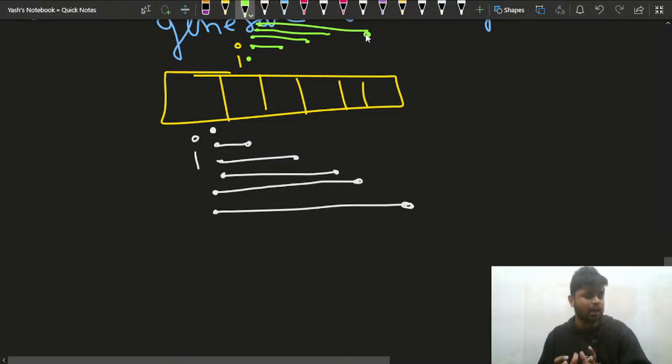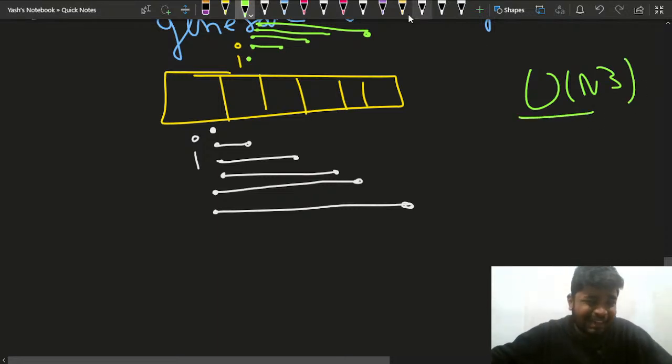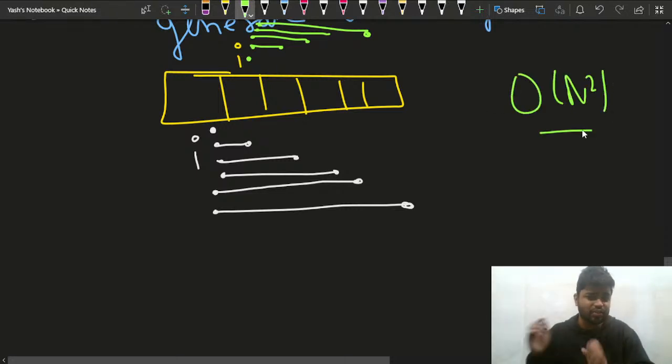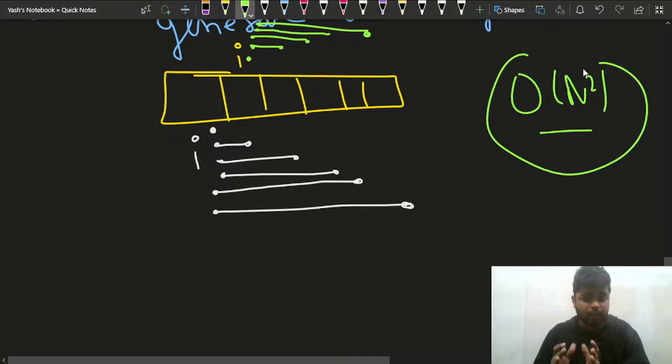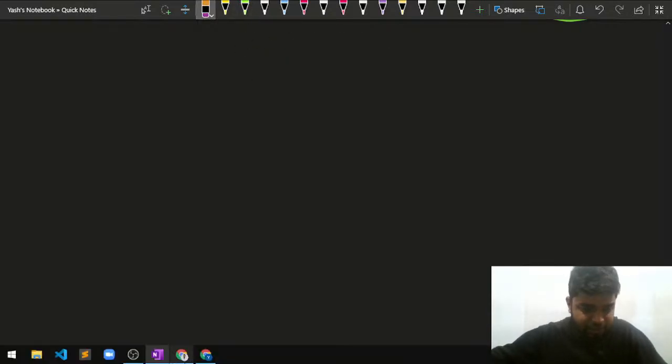To generate subarrays you can make an n cube loop as well, but you can do it in n square, so we prefer n square. Then we count the number of zeros and ones in the subarrays that we generate, and whichever subarray has the maximum length, we keep that and print its length. Let me show you the code part for it.